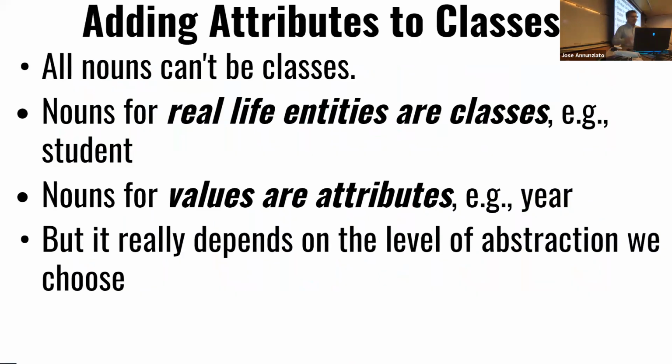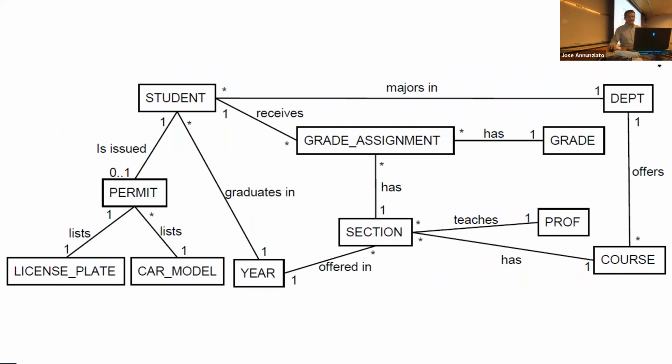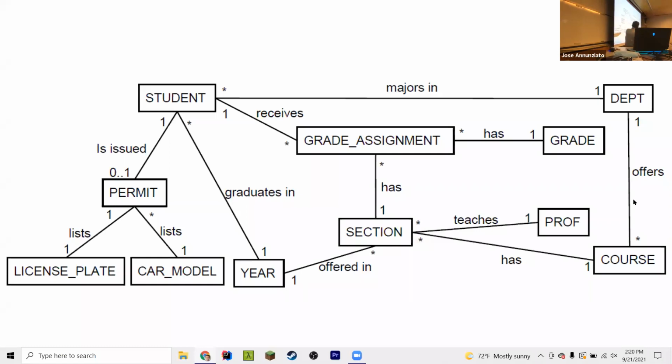Okay, so then there's also converting classes that maybe are not necessary, right? So for instance, the fact that you're capturing the letter grade, A, B, C, and whatnot, right? Perhaps this shouldn't be a whole class on its own. It could just be an attribute of the grade assignment, right? Or the year, right? Instead of being its own table or its own class, perhaps it could just be an attribute of the student, or maybe an attribute of the section, right? The section, when was that section offered, right?